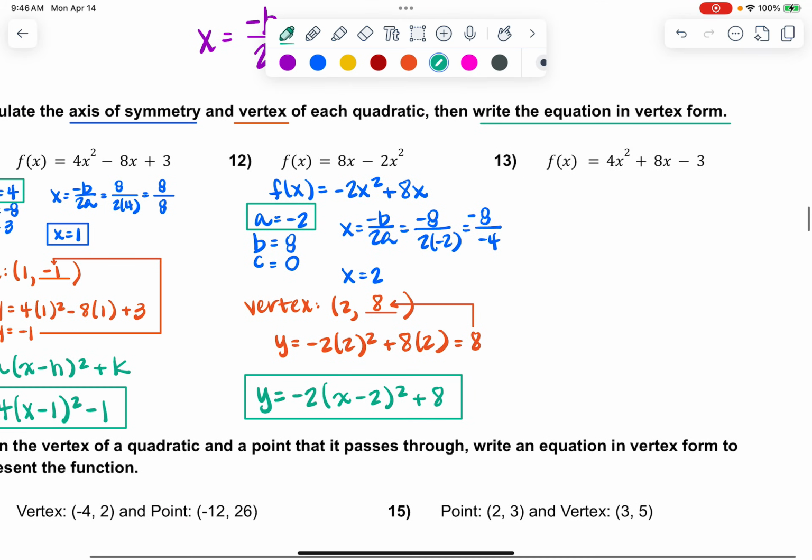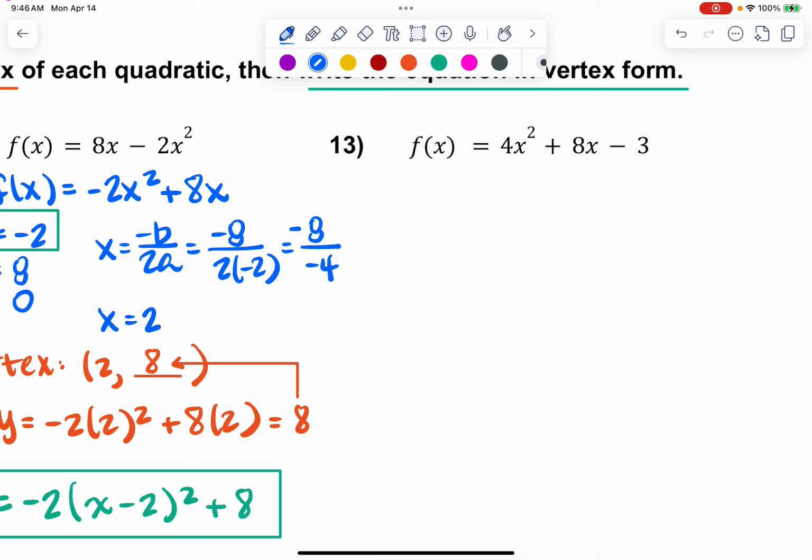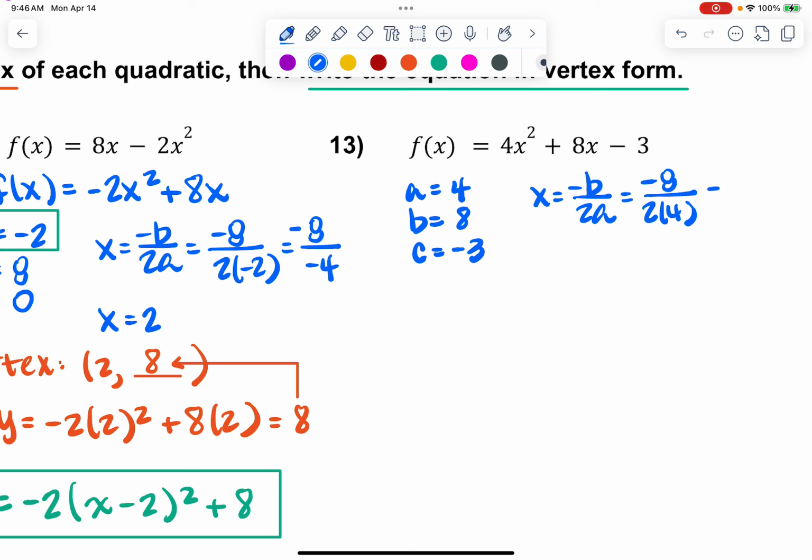All right, last one really quick in this section. It's in nice, pretty standard form, so it looks like we're good to go. The A is 4, the B is 8, and the C is -3. All right, so here we go. X equals -b over 2a, which is going to give us -8 over 2 times 4, which is -8 over 8. So x equals -1. Okay, go find that vertex.